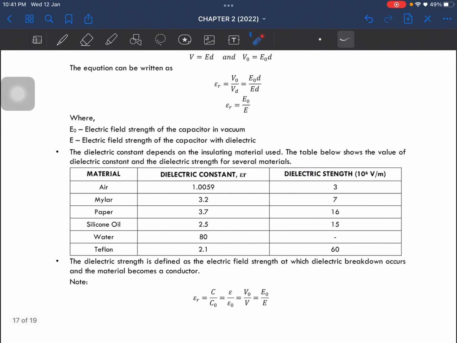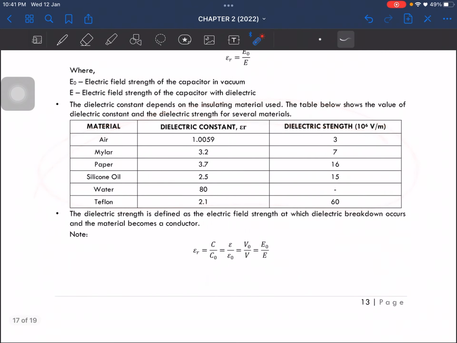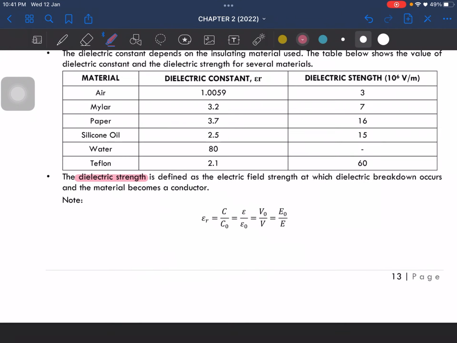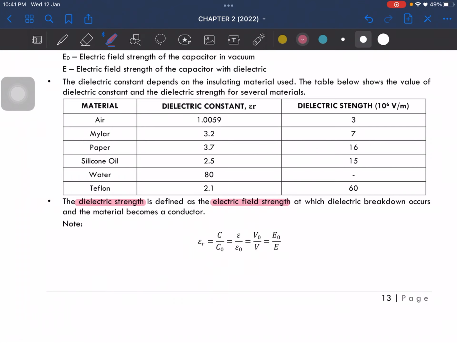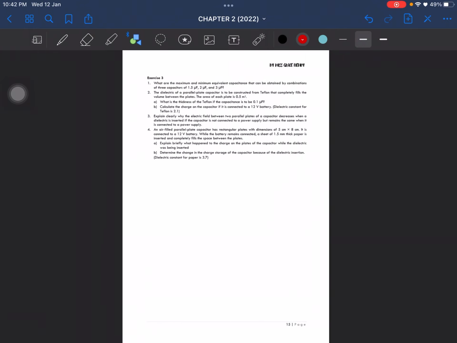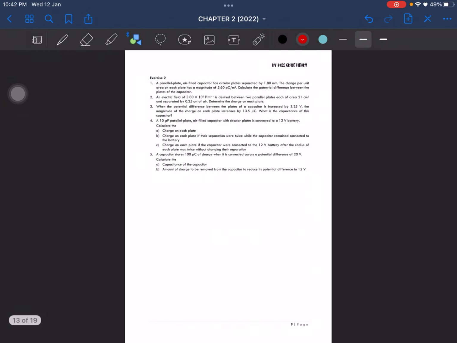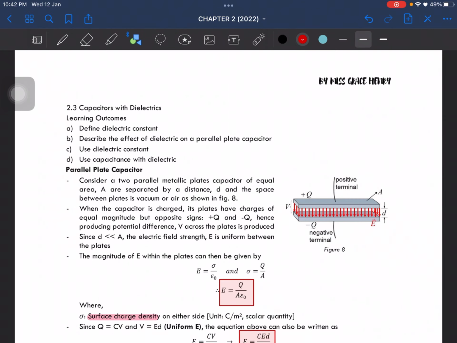The dielectric constant depends on the insulating material used. This table shows the dielectric constant for several types of material. The dielectric strength is defined as the electric field strength at which dielectric breakdown occurs and the material becomes a conductor. This is the summary of the formulas you can use to find the dielectric constant. So that is the theory part for our final subtopic in this chapter.